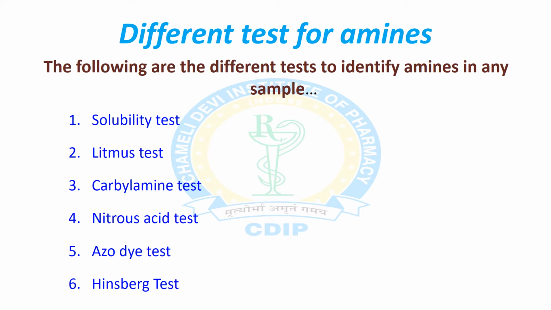So here are the different tests for amines. There are a number of tests to identify a sample which carries amines. They include the solubility test, litmus test, carbylamine test, nitrous acid test and azo dye test, as well as the Hinsberg test.